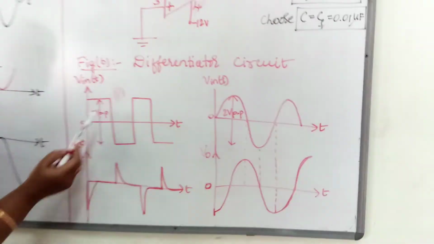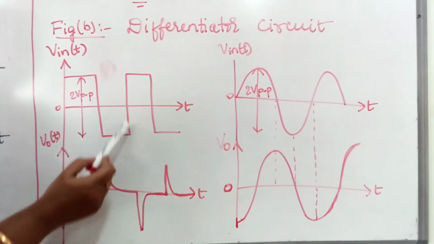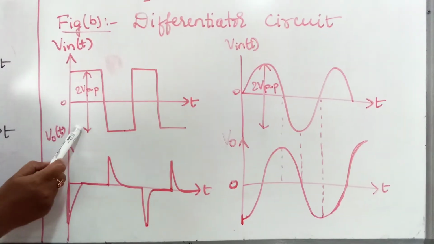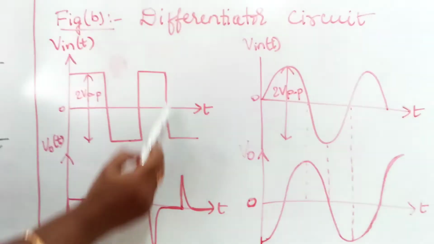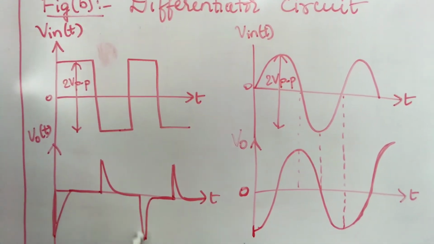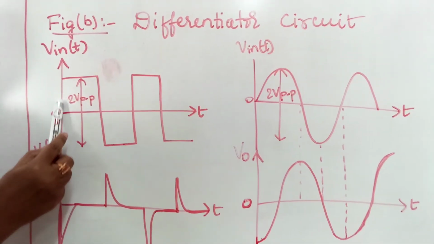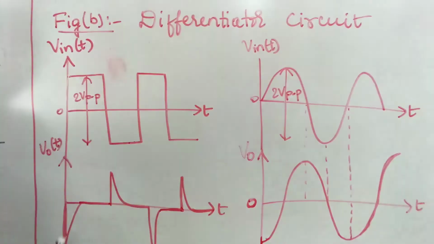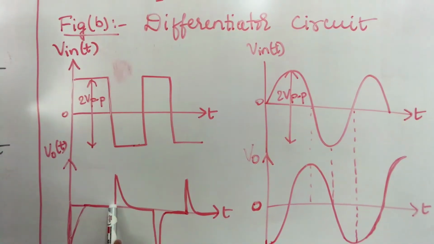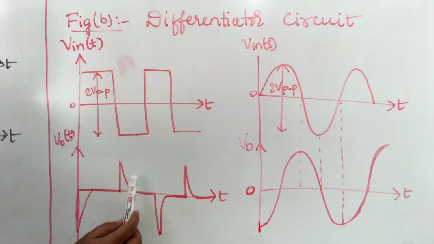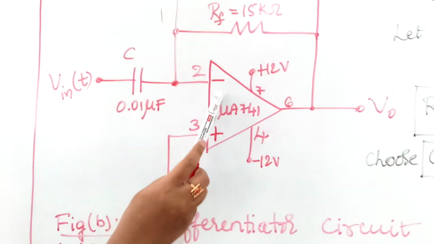Now let us see the input and the output waveforms. Here the input is provided with a square wave of 2 volt peak to peak. When the input is a square wave, the differentiation of the square wave gives a spike signal. You can observe that for a rising edge you get an inverted pulse, whereas for a falling edge you get a rising pulse. The signal is inverted since the input is given to the inverting terminal of the op-amp.